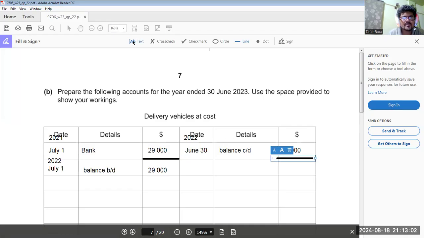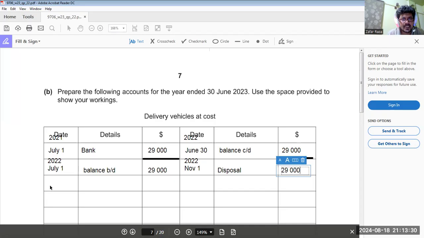Now on 2022 November 1st, this motor vehicle was exchanged with a new motor vehicle. So disposal account is used. We will send this to disposal account, 29,000.